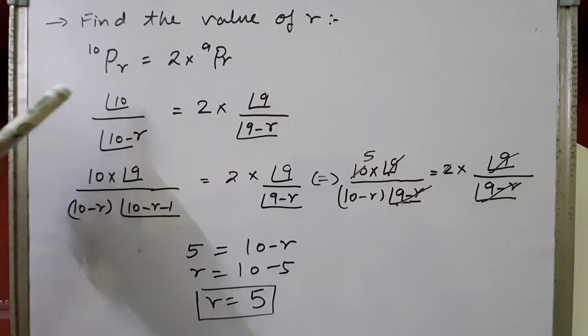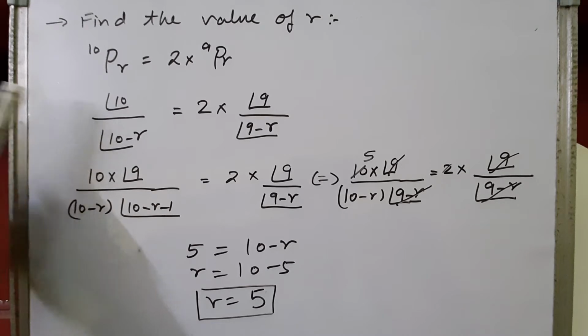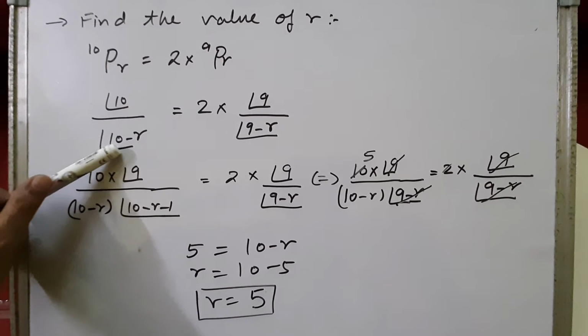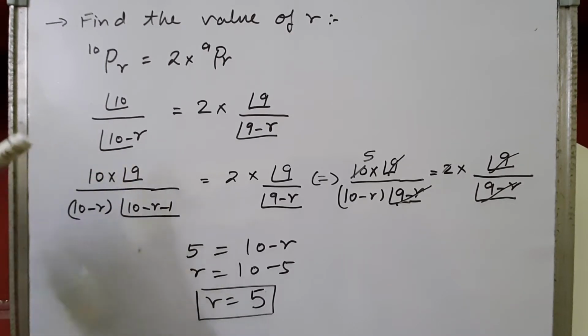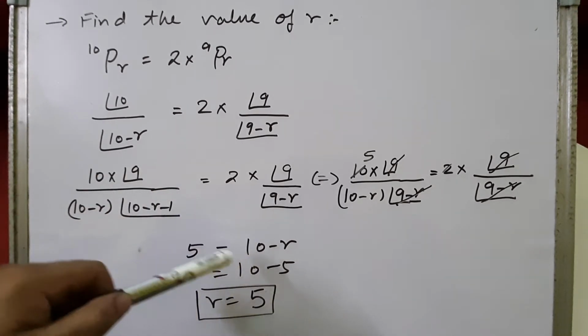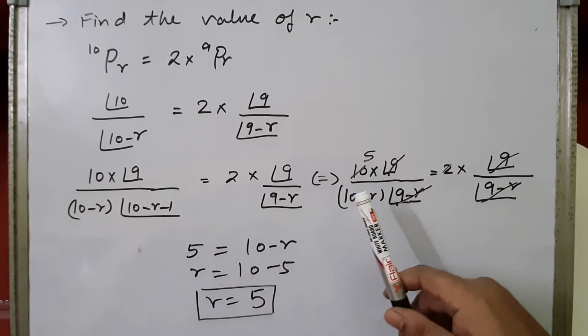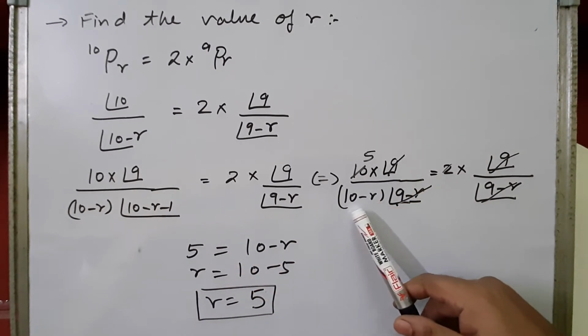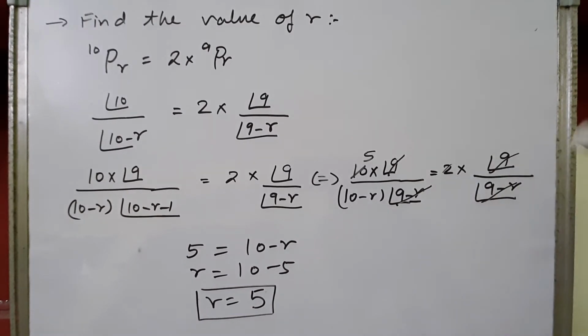Factorial 10 can be written by taking 10 outside the factorial. It will become 10 into factorial 9. In the first class lecture of permutation and combination, we have studied factorial, right? If we take 10 out, it will become factorial 10 minus 1, that's 9. If we take one factor out of factorial 10 minus r, it will become factorial 10 minus r minus 1 inside. The right hand side remains the same. So when we solve, the denominator becomes 10 into factorial 9 upon 10 minus r into factorial 9 minus r, equals 2 into factorial 9 upon factorial 9 minus r.